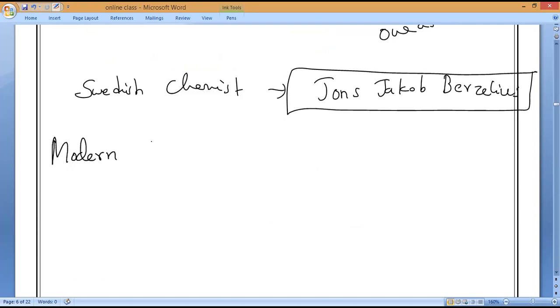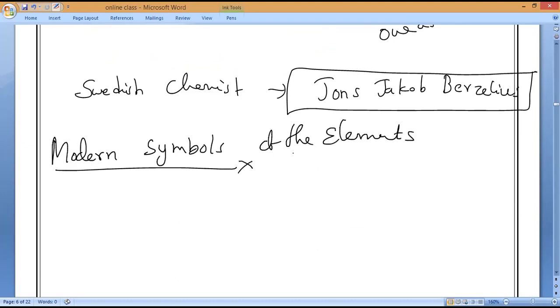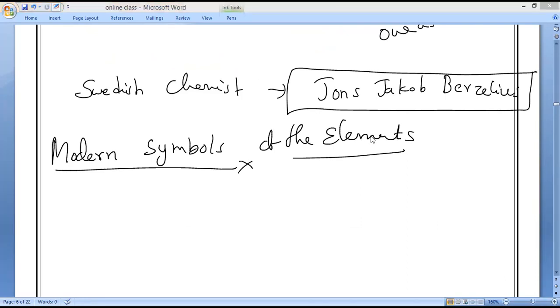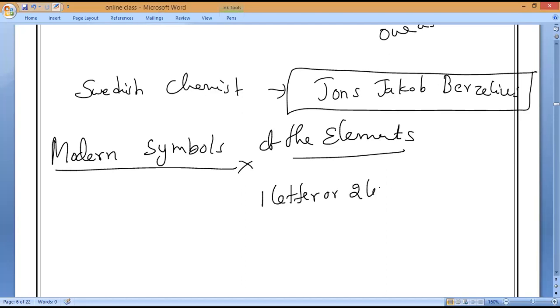All of you keep reading: modern symbols of the element. Okay. So who gave the modern symbols? Everybody, who gave modern symbols? John Jacob Berzelius. Now, remember, we will use either one letter or two letters of the element, which is easy to remember. So that is what you have to remember. And this idea is adopted in the modern system of representation of symbols.